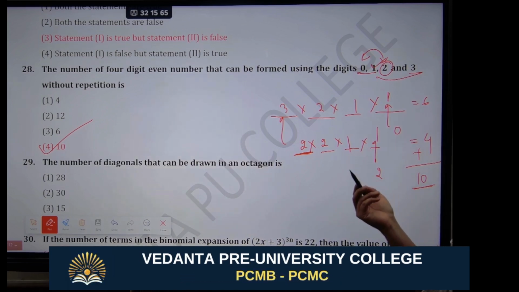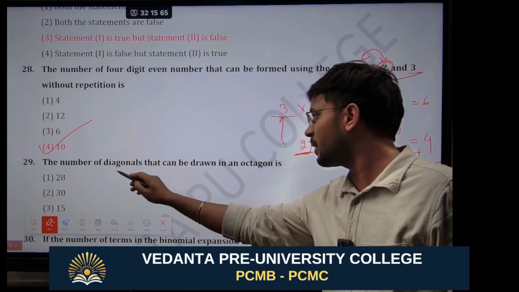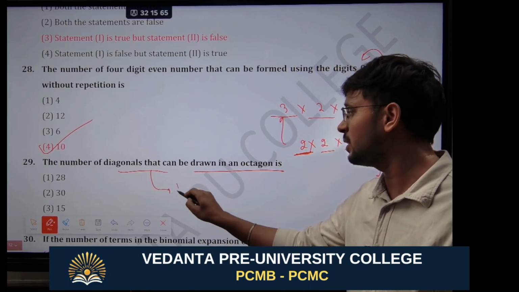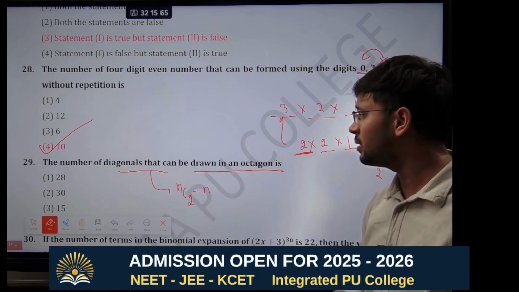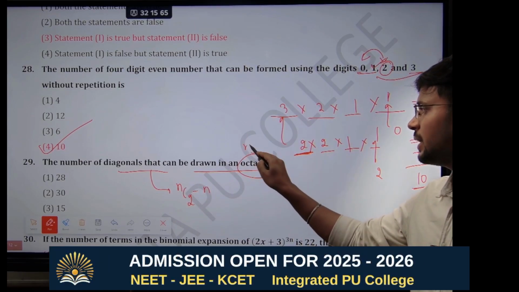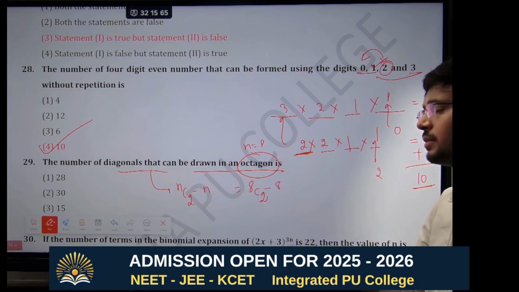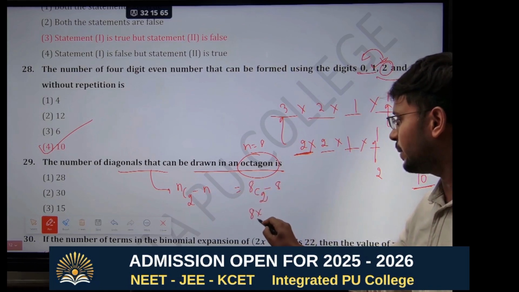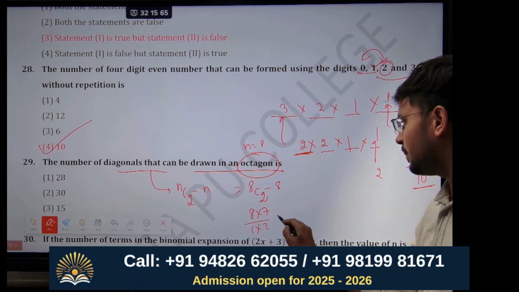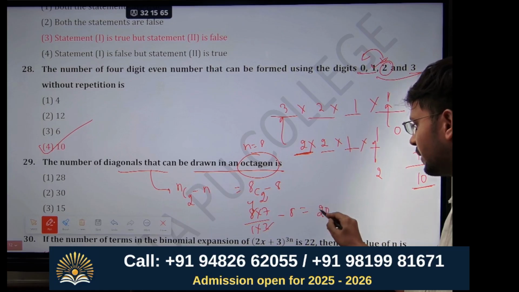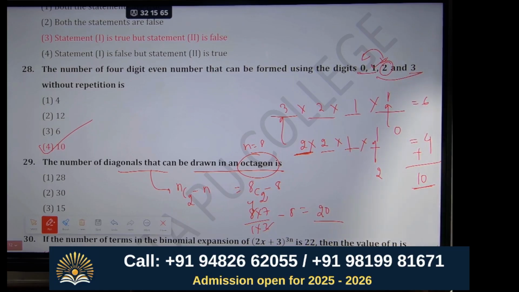So, clear, easy questions. Now the number of diagonals in an octagon. We know that the number of diagonals formula is nC2 minus n. Now, octagon means n is 8. So this is going to be 8C2 minus 8. And what is 8C2? 8 times 7 over 1 times 2, which is 28, minus 8 is 20. So the answer will be 20, which I think is option number 4.